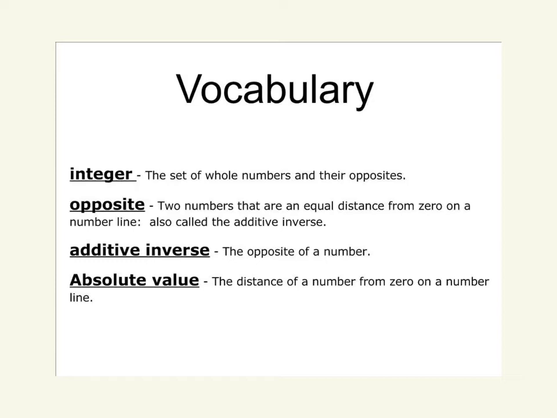An opposite is two numbers that are an equal distance from 0 on a number line, also called the additive inverse. The additive inverse is the opposite of a number. And lastly, absolute value is the distance of a number from 0 on a number line.